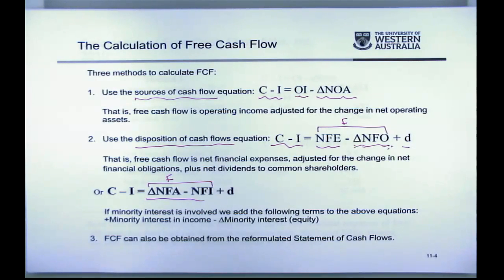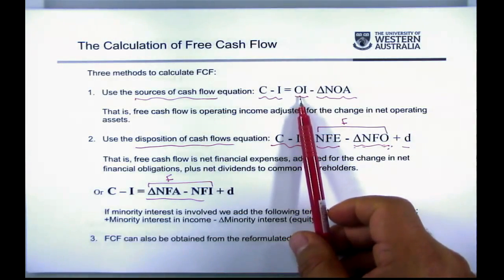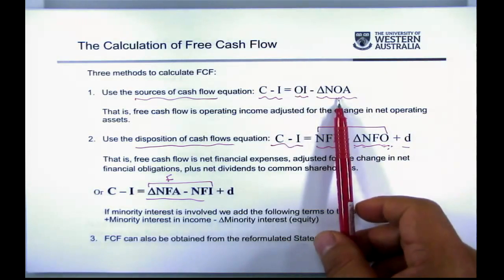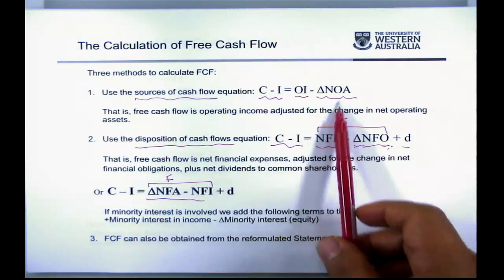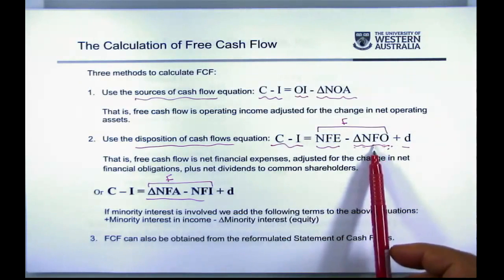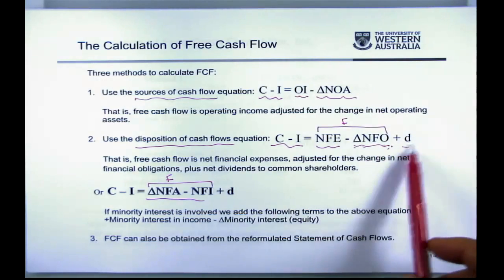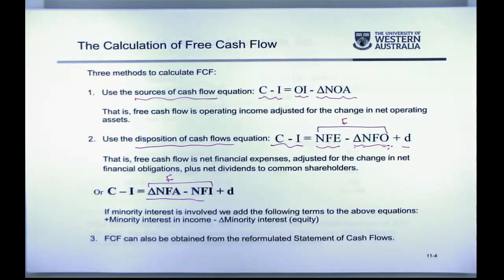Look at these items. Operating income can be taken from the income statement, right? The change in net operating assets can be taken from the balance sheet. Again, this one from the income statement, this is from the balance sheet, right? And this one, although we need the statement of cash flow, D also can be calculated from the balance sheet by reconciling the cash, the dividend declared against the change in dividends payable. You remember the equation? Okay.